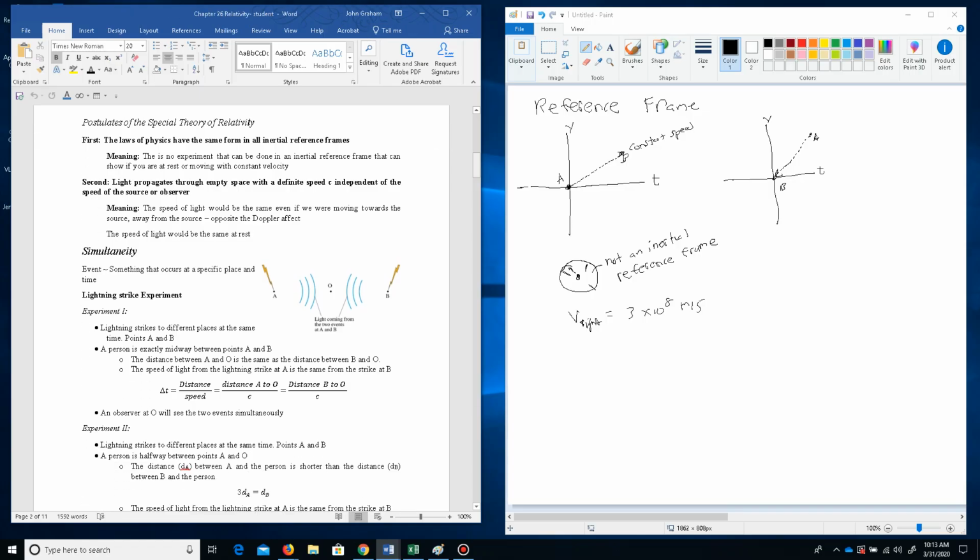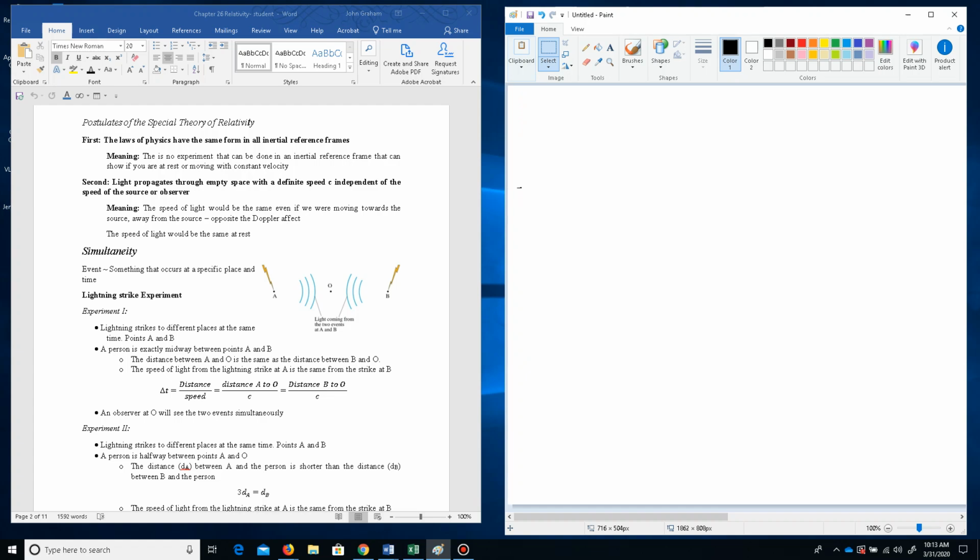Which left them with more of a conundrum than they wanted. It's one of the few times that you prove something and then end up with more questions than answers, because what you wanted to prove was the opposite. Right, so this led to the postulates of the special theory of relativity.